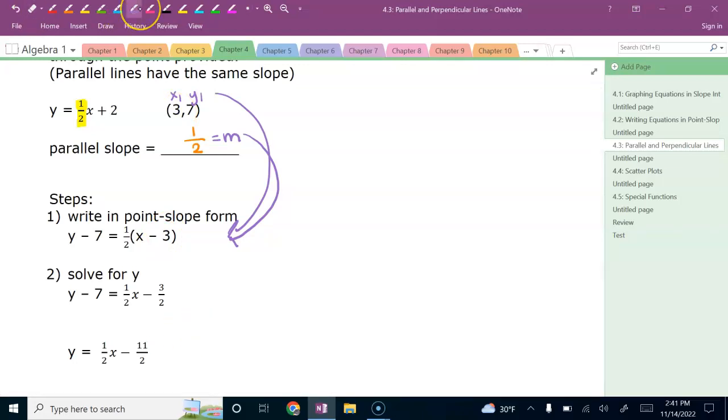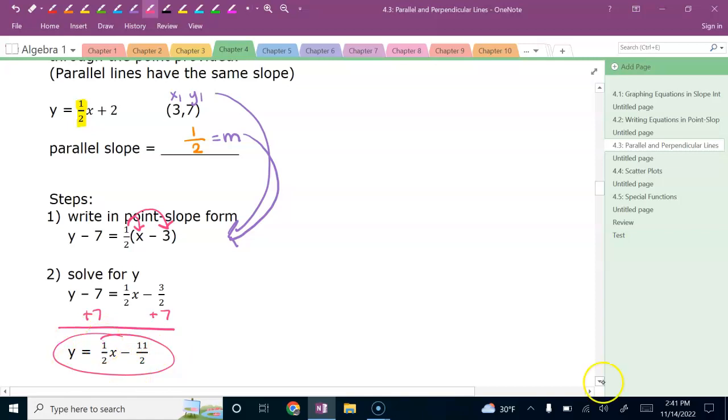Now, if I needed to rewrite this so that it was in slope-intercept form, I could. So what I did then is I distributed the 1/2. This is what we were doing at the end of section 2. So I got y minus 7 equals 1/2 x minus 3 over 2. And then I added 7 to the -3 over 2. And that's how I got y equals 1/2 x minus 11 over 2.